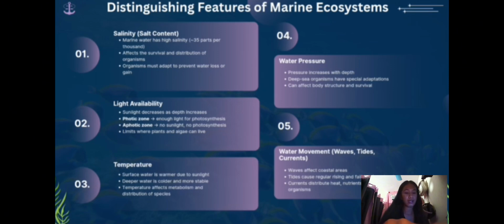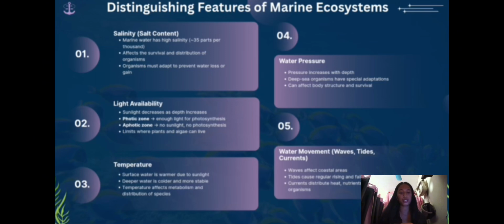And lastly, the water movement. It includes waves, tides, and ocean currents. These movements help distribute nutrients, oxygen, and heat throughout the ocean. They also play a big role in transporting marine organisms like plankton and larvae from one area to another.